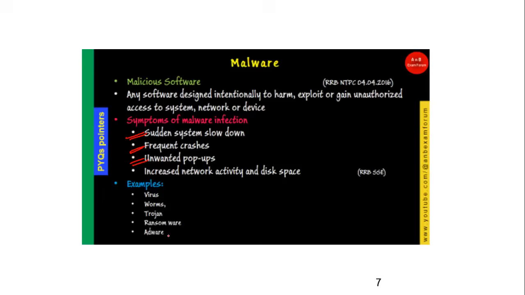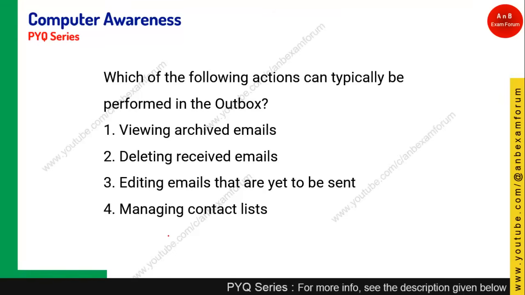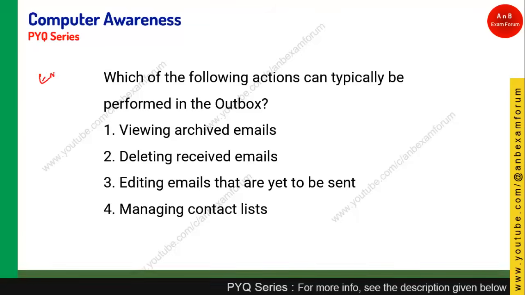Coming to the next, which of the following actions can typically be performed in outbox? It is from the email portion. Email is one of the topics in internet, not networking, internet. Viewing archive mail, no. Archive mail has a separate folder, archive. From that you can view the archive mail, but this action is not performed in outbox. Deleting received mail, it is basically in the trash, so this is not. Editing emails that are yet to be sent, yes.